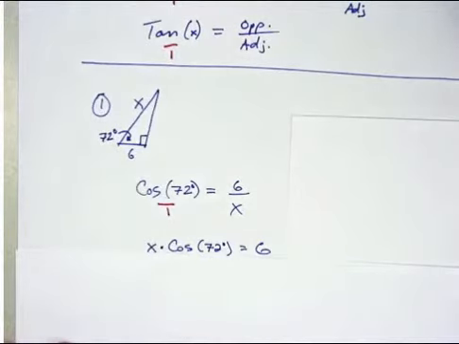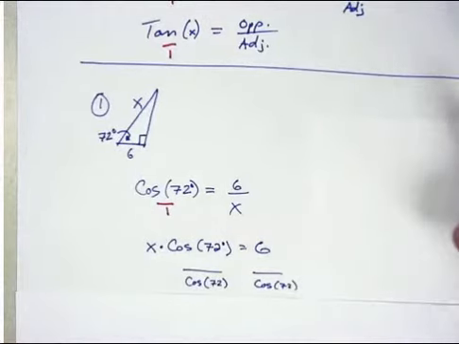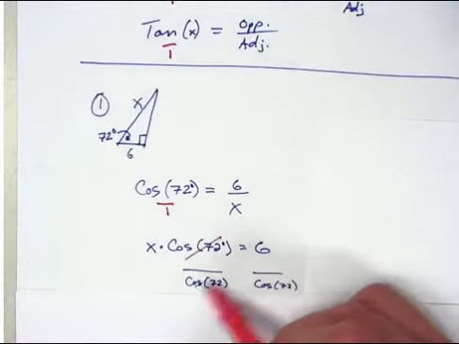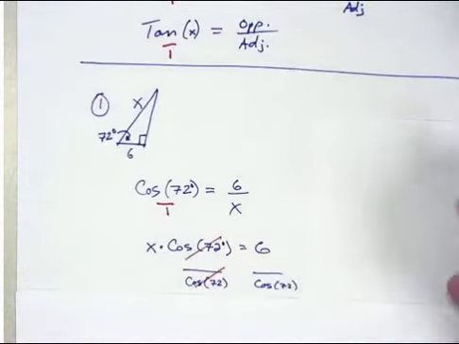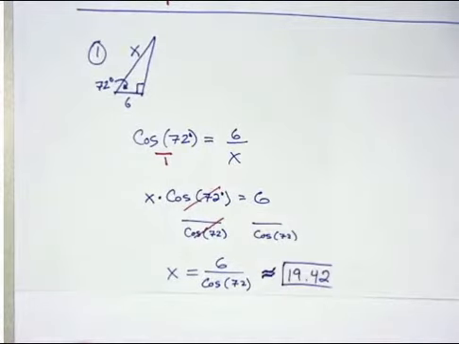The last thing you have to do is figure out how to get x by itself, and that would be to simply divide both sides by cosine of 72. Then the cosine of 72's will cross out, and you're left with 6 divided by the cosine of 72, which if you put that in your calculator, you'll have hopefully 19.42.